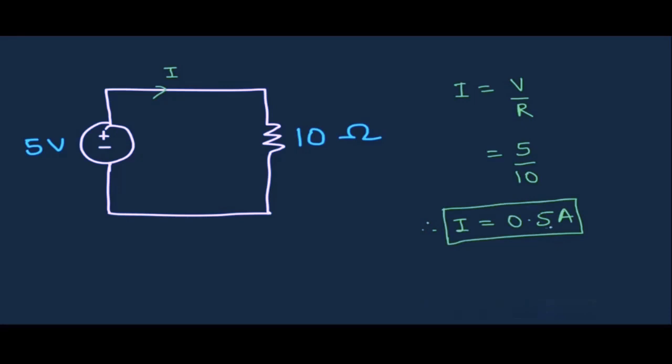So I hope you understood how to find the equivalent resistance when a bunch of resistors are connected either in series or in parallel combination. We will see more such examples based on series and parallel combination in the upcoming videos.